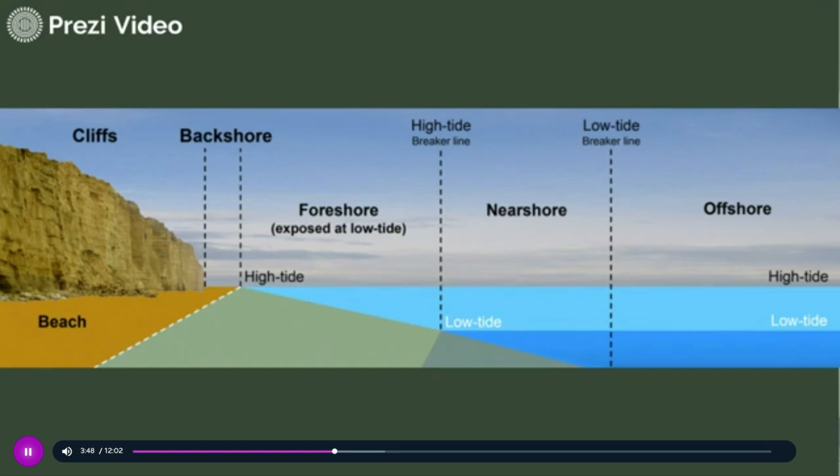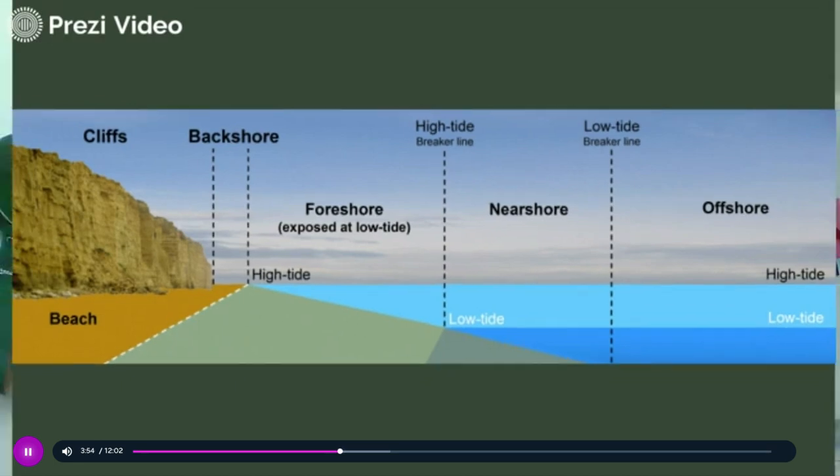So they are distinct marine areas, and there'll be important species that live in these particular regions. Okay, so that's just the anatomy of the coastline.